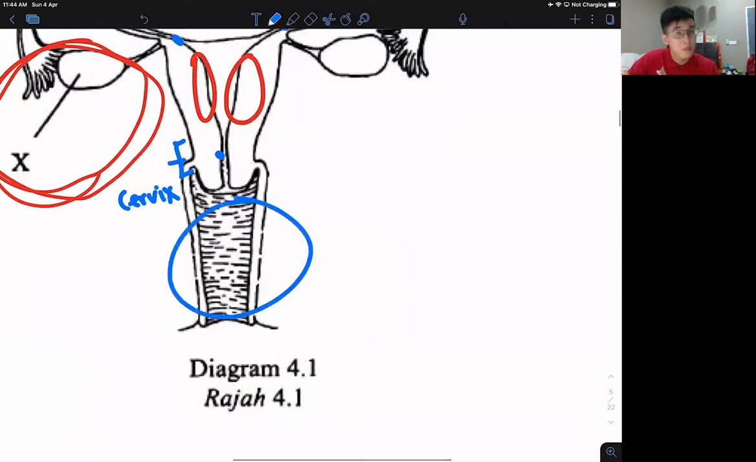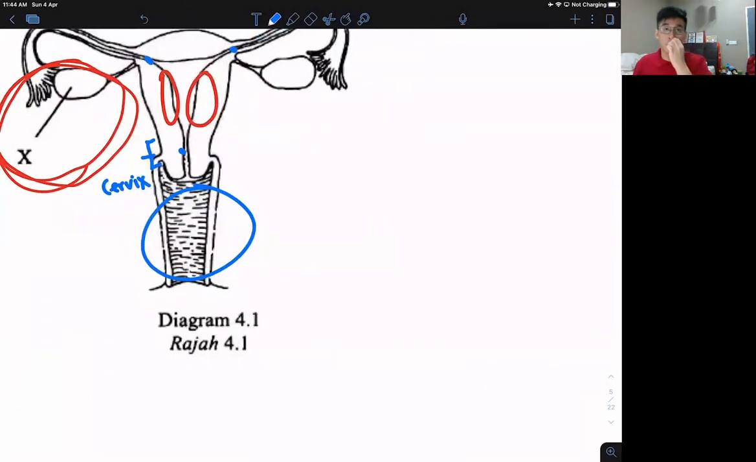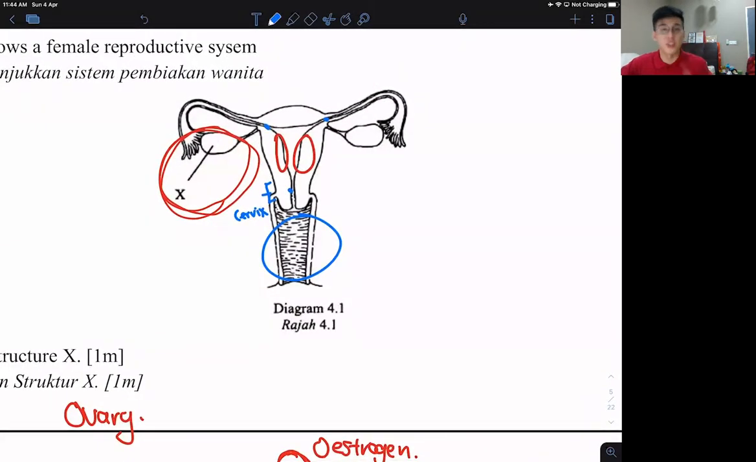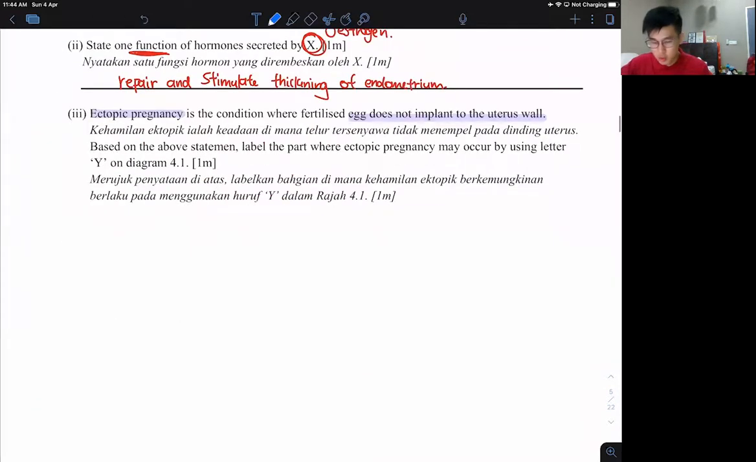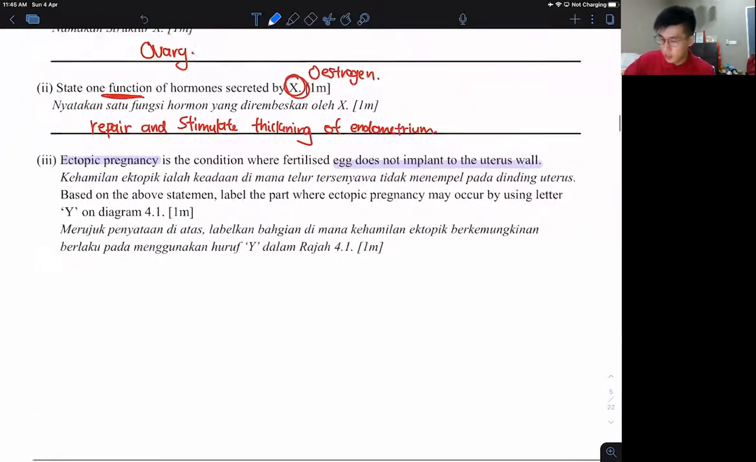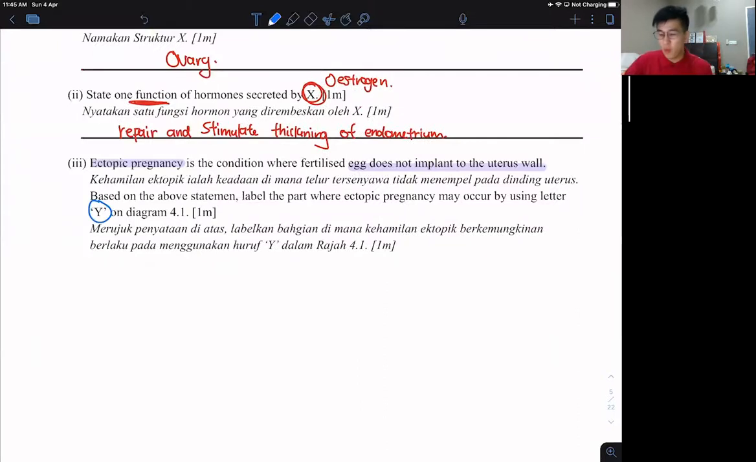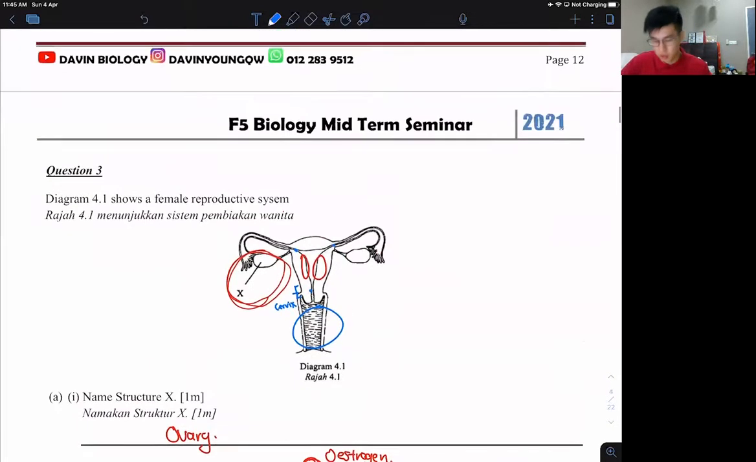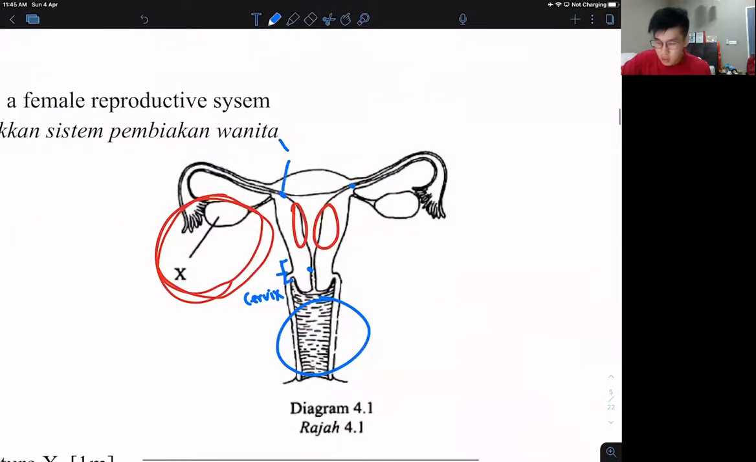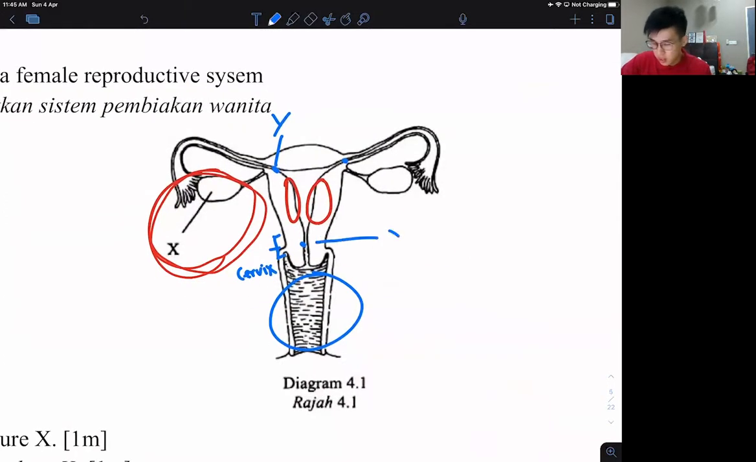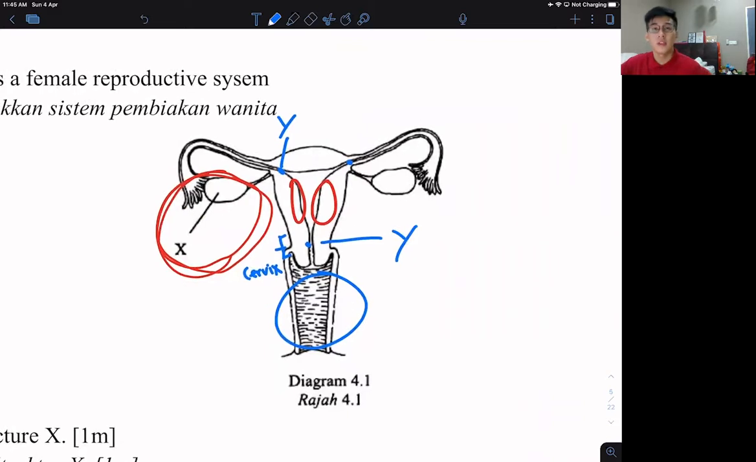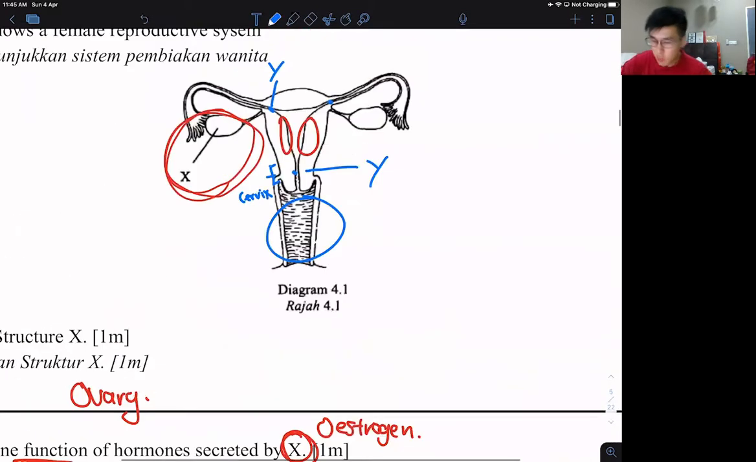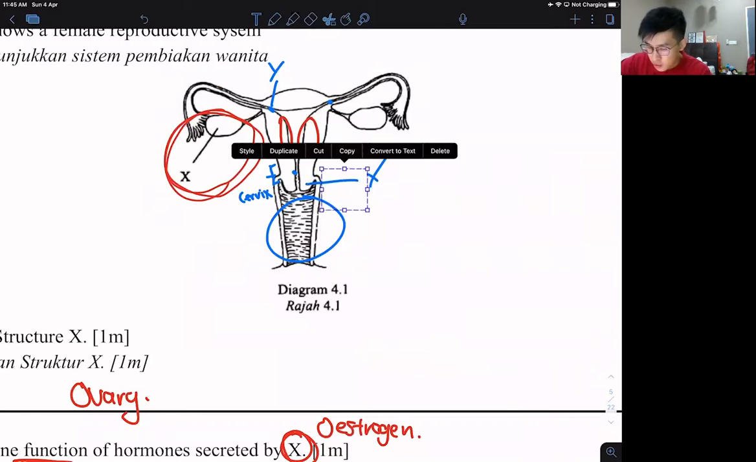Here's the vagina. So that is called ectopic pregnancy, whereby miscarriage will occur very easily because I'm not implanting at the correct place. They ask us to draw a letter Y to indicate where ectopic pregnancy may occur. I already drew it for you. It could be here, could be here. But draw this Y a bit lower, because if you draw too high up, it's the endometrium. You can draw slightly downwards.